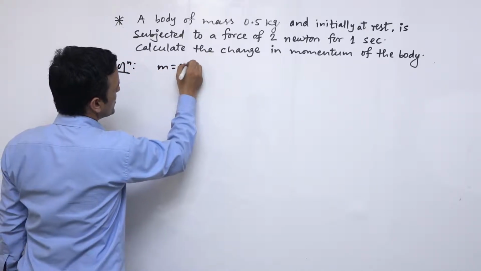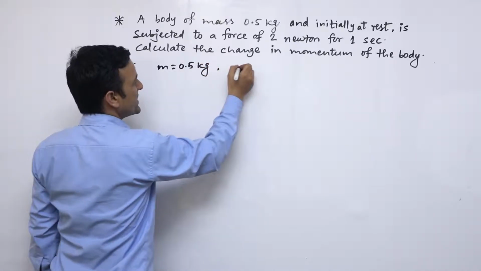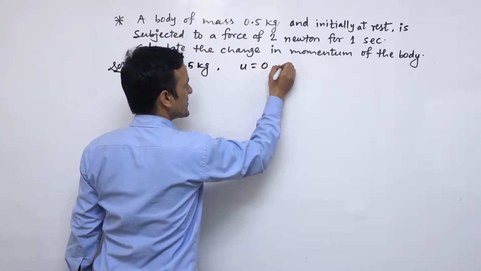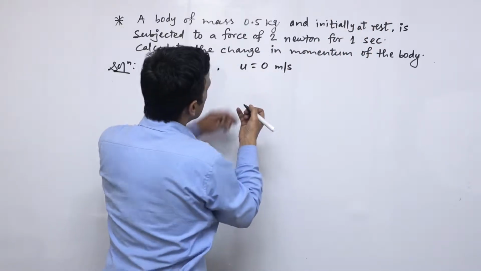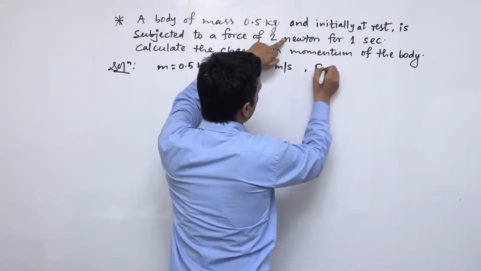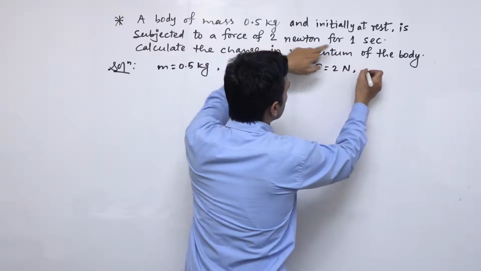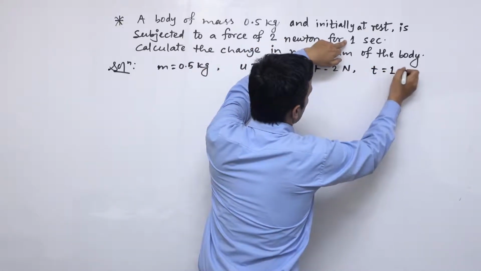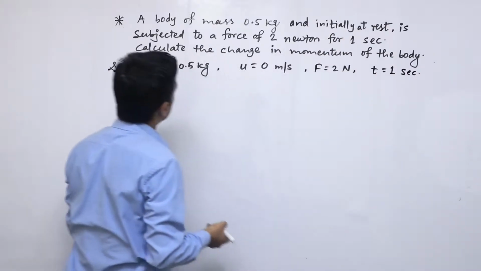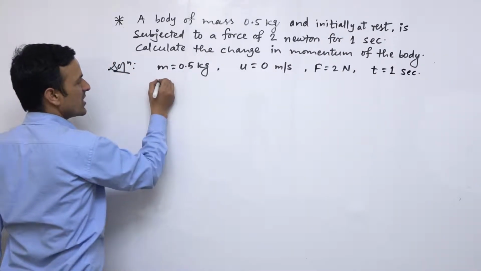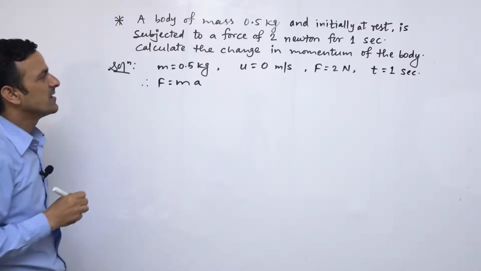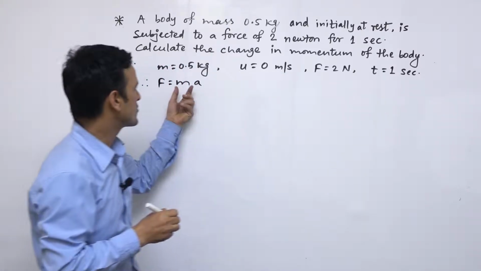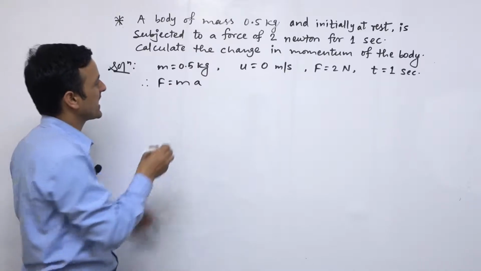Mass is equal to 0.5 kg. Initially at rest means 0 meter per second, so write u as 0. And force is given, F is equal to 2 newton. Time is given, t is equal to 1 second. From this, first of all, we can find out F is equal to ma. Force is given, so force is equal to mass into acceleration, so we find a first.